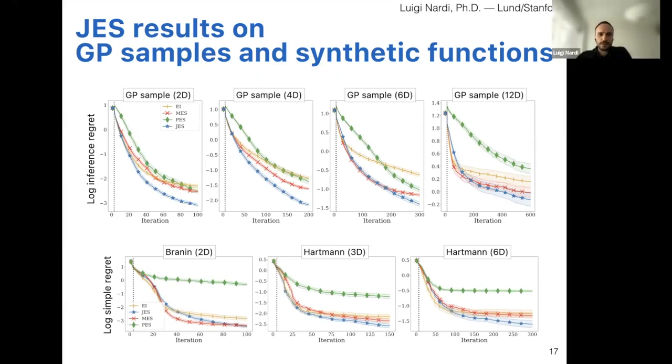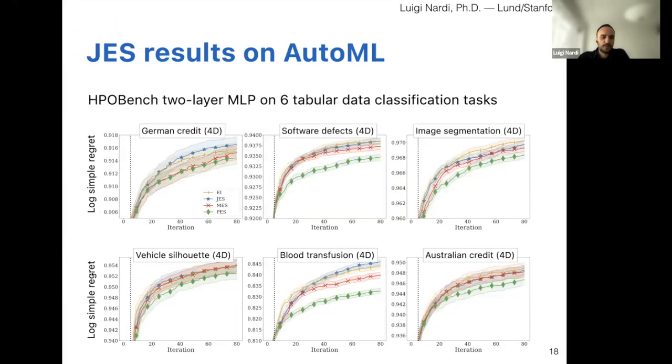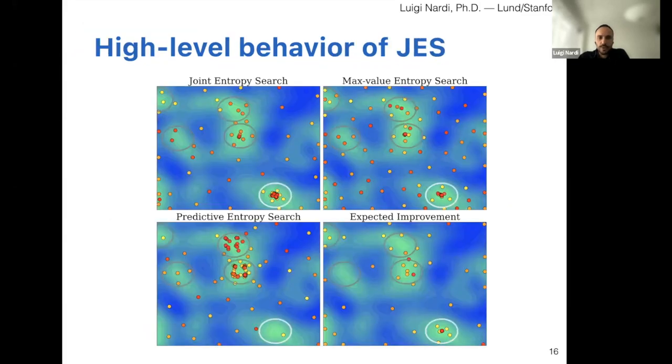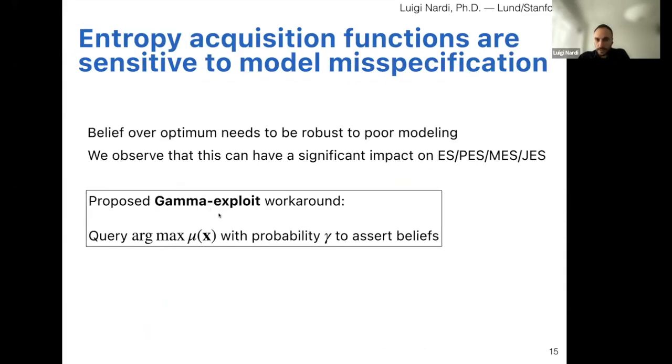That's an excellent question. I think, Victor, it's you asking. So for this type of work, we often use inference regret. I have used both inference and simple regret in the presentation. You can see simple regret here and inference regret here. What we do with the gamma exploit trick, which is really a trick, is, I love simple tricks that just work well in practice.